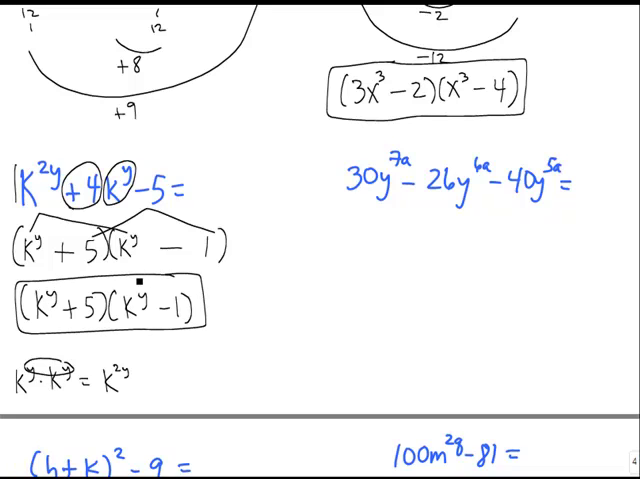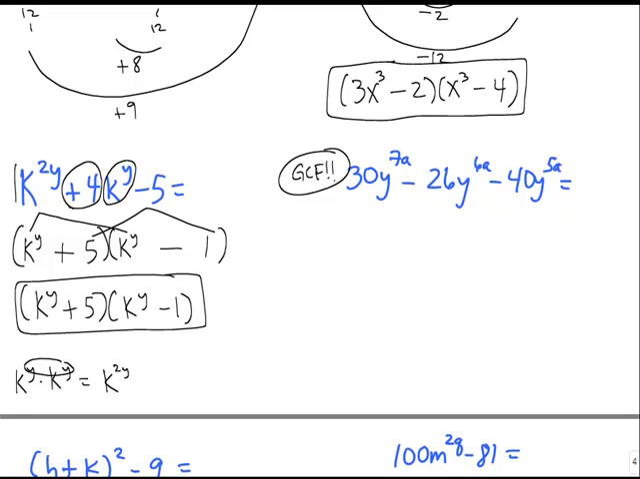Okay? On the next example, we look across, we've got 3 terms, so it looks like maybe reverse FOIL, but before we jump into that, these powers on the y's are pretty high, and if you look at the coefficients, 30, 26, and 40, those are all even numbers, so at the very least 2 is going to go into everything. So there is a GCF here first.